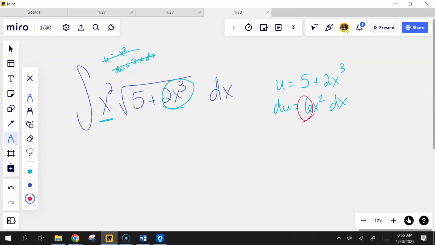Y'all see it dividing. Some people see it that way. So du over 6, which is fine. A lot of people see it like that. The way I see it is I have to go, okay, this would be the square root of u. I need a 6, but then du is there. How do I counter this? Well, I counter this with a 1/6 outside.